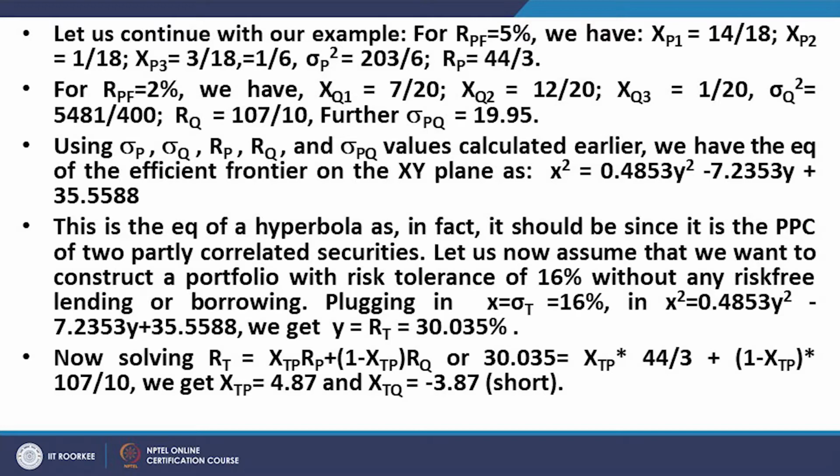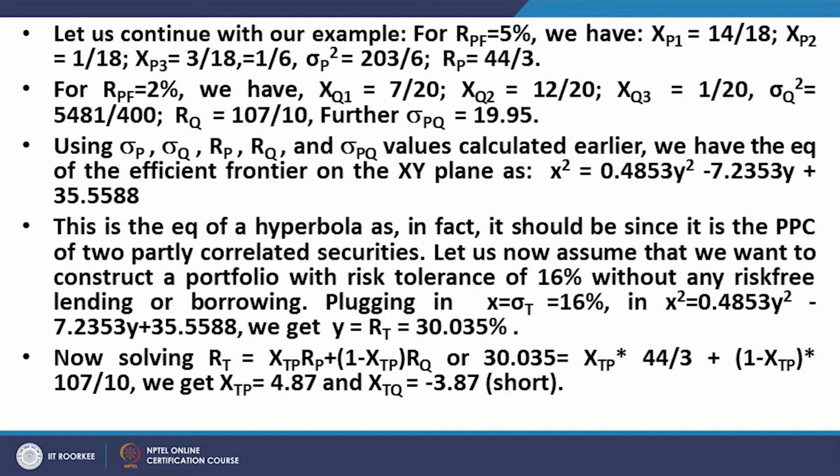Now suppose we want to work out a portfolio with a risk tolerance of, say, 16% without any risk free lending and borrowing. What do we do? We plug in x equal to sigma t, where t is the name of the portfolio that we are arriving at, x t equal to 16%, in this portfolio possibilities curve: x square equal to 0.4853 y square minus 7.2353 y plus 35.5588. We get y equal to r t equal to 30.035%.